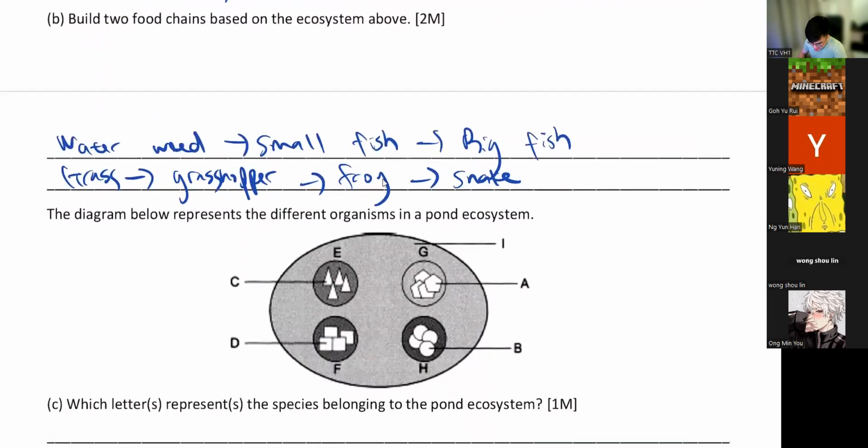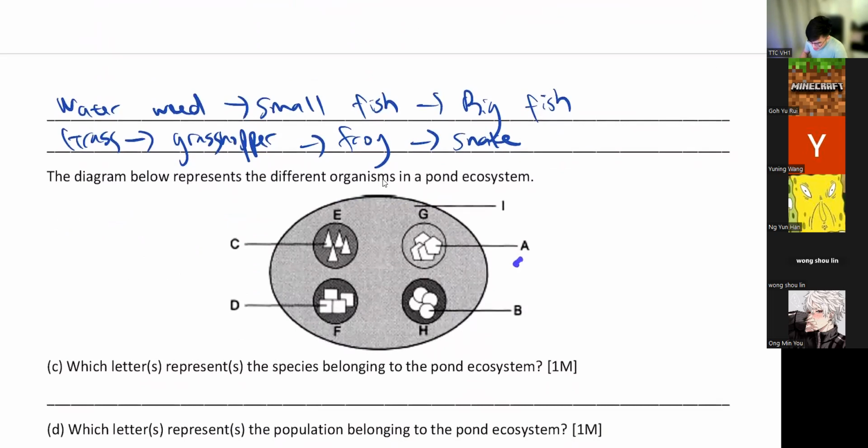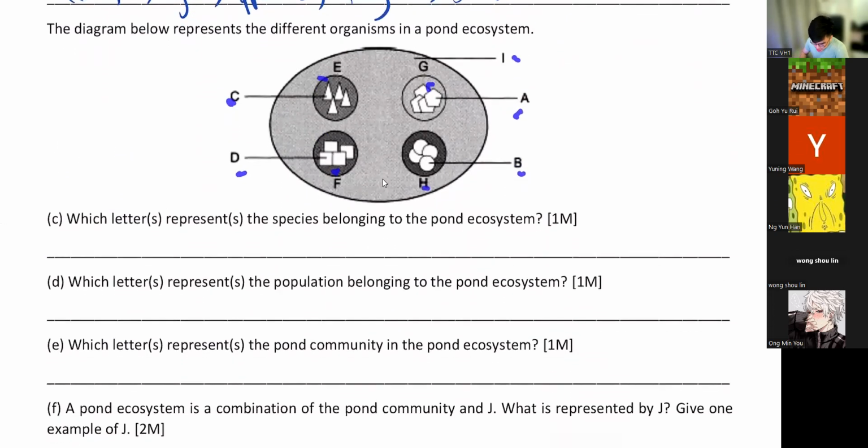Oh well, right. Anyway, so the diagram below represents the different organisms in a pond ecosystem. So you have A, B, C, D, E, F, G, H, I here. This is a very good question. Which letter or letters represent the species belonging to the pond ecosystem? Oh, African bullfrog. Okay, cool. So which letter represents species, guys? Species is what? Species is one animal, right? You are a species. So which one here is a species?